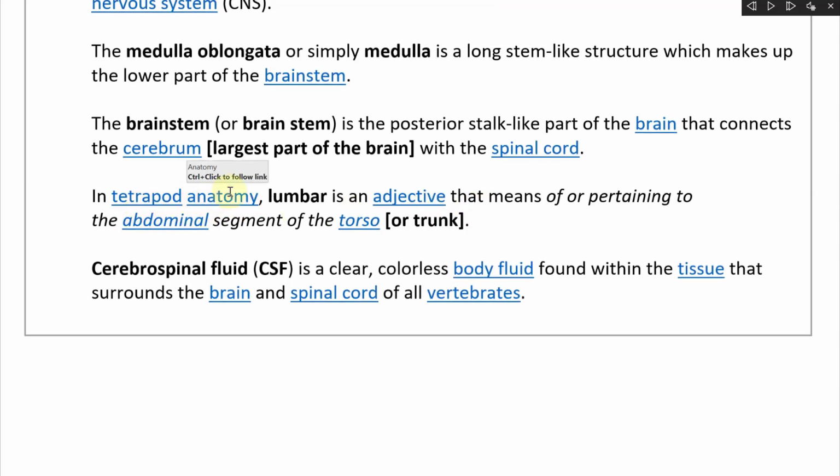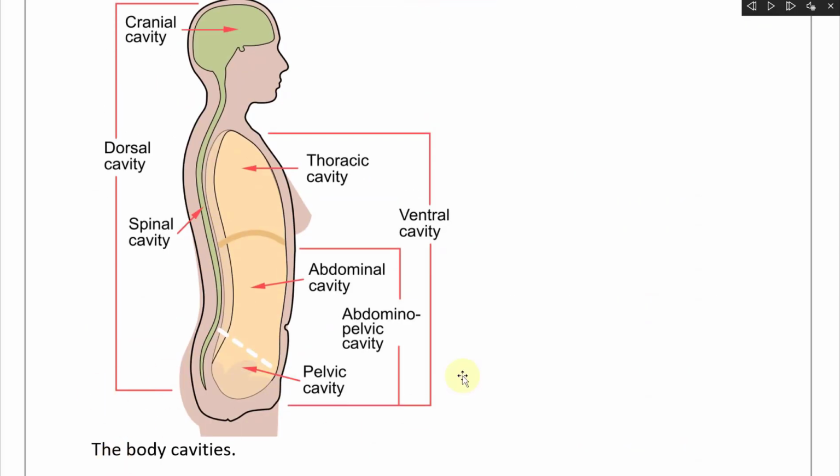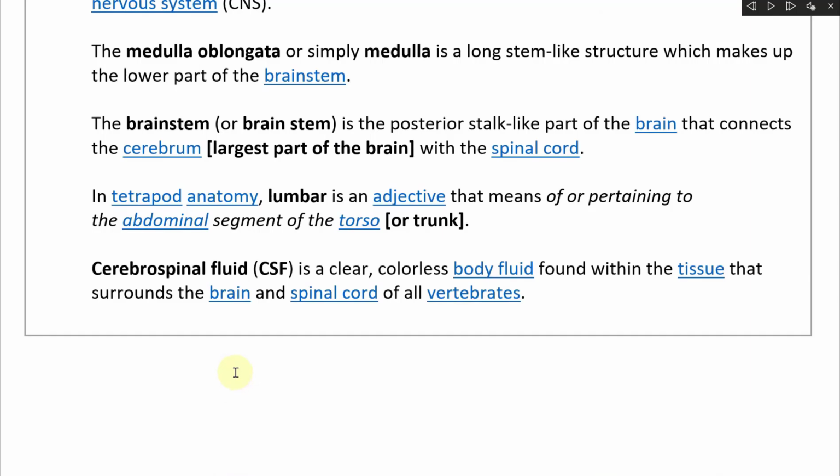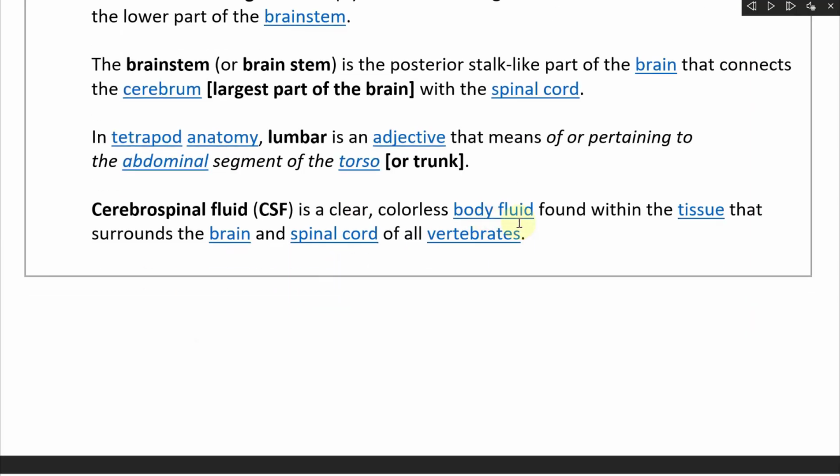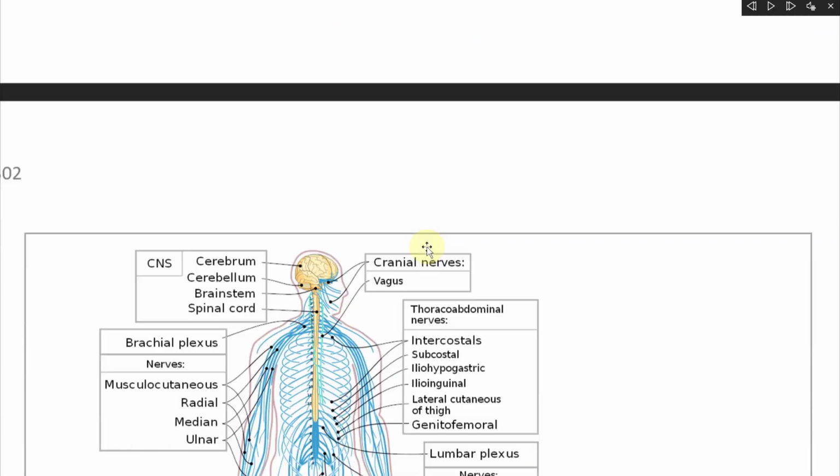In tetrapod anatomy, so tetrapod is four-legged or four-limbed species. The lumbar is an adjective that means of or pertaining to the abdominal segment of the torso or trunk, so just the lower area here. And cerebrospinal fluid, CSF, is a clear, colorless body fluid found within the tissue that surrounds the brain and spinal cord of all vertebrates.